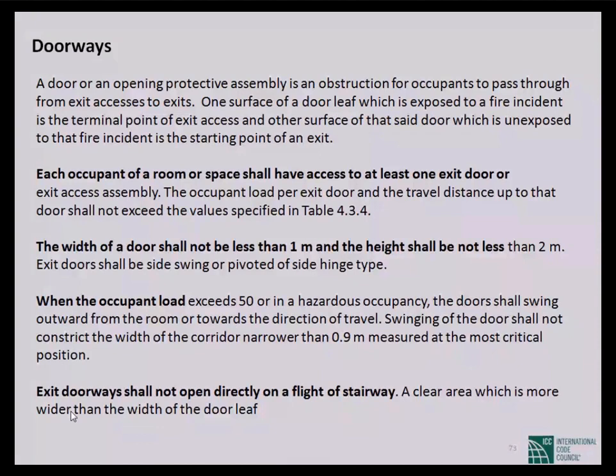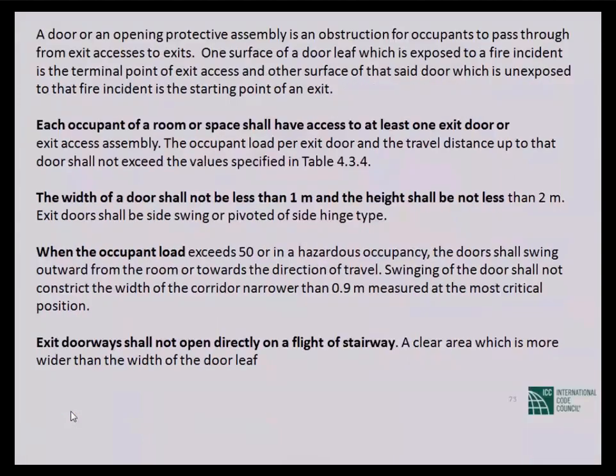So depending on the type of population, and if the number of people is more than 50, you have to consider the direction of flow. The opening direction of the door must be in the flowing direction. And the door has other parameters to consider as well.